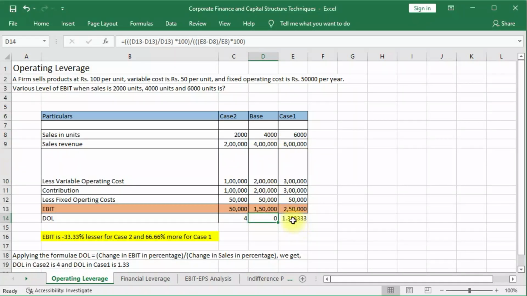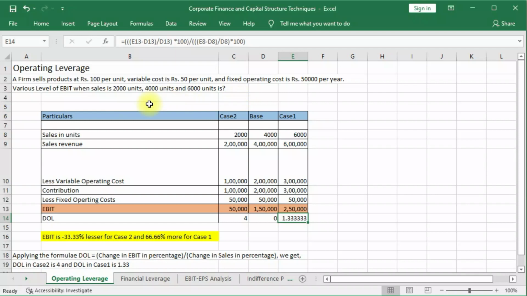So the degree of operating leverage, taking the base as zero, for an increase of 2,000 in sales volume is 1.33, and for case 2 it is 4, or minus 4. EBIT is 33.33% lesser for case 2 and 66.66% more for case 1. Applying the formula, DOL is the percentage change in EBIT divided by the percentage change in sales. So in case 2, the degree of operating leverage is 4, and in case 1, it is 1.33. This example will be in the reference section.